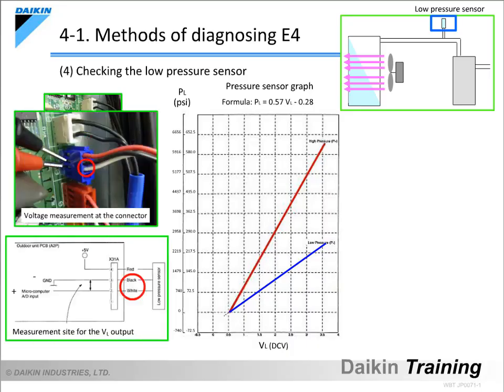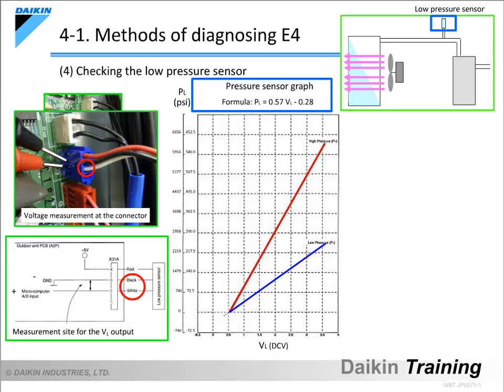To measure the DC voltage, first set the tester to the DC mode. Then, as shown in this photograph, place the tester's negative probe on the black wire and the positive probe on the white wire at the pressure sensor's connector. Either use the measured voltage, VL, in the formula, or locate it on the graph to obtain the pressure, PL, detected by the pressure sensor.